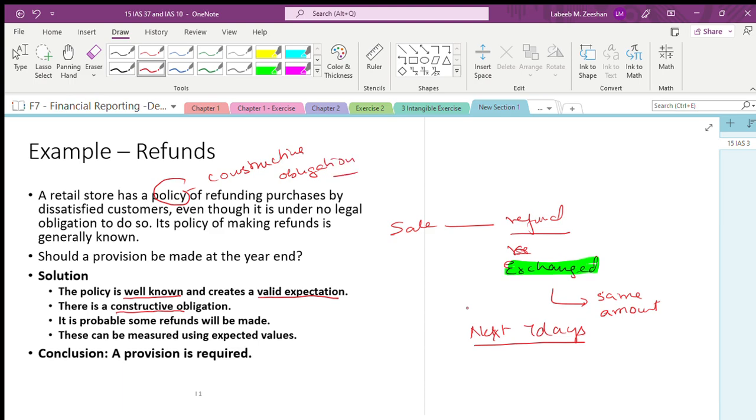It is probable that some refunds may be made. This is not all refunds, but there is a small probability. This can be measured using expected values. If you take all these conditions into consideration, we can come to the conclusion that a provision is required.